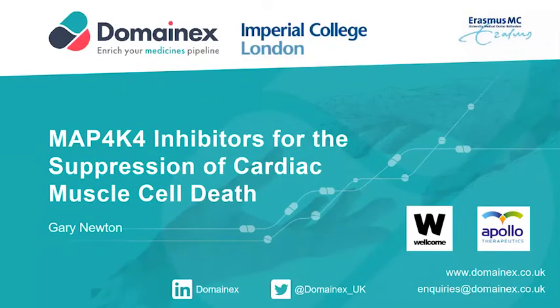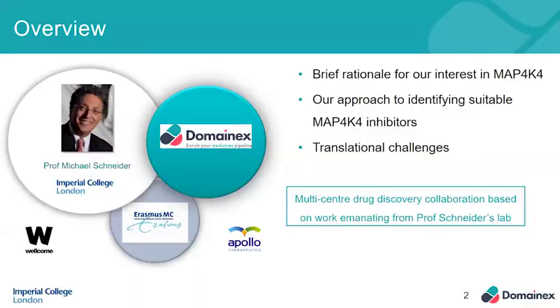So today I'm going to talk to you about our program looking to develop MAP4K4 inhibitors for the suppression of cardiac muscle cell death. I'm going to start by giving a brief rationale for our interest in MAP4K4, talk about the approach that we took to identifying suitable MAP4K4 inhibitors, and then finish by talking about some of the challenges associated with developing cardioprotective agents, particularly in the context of myocardial infarction.